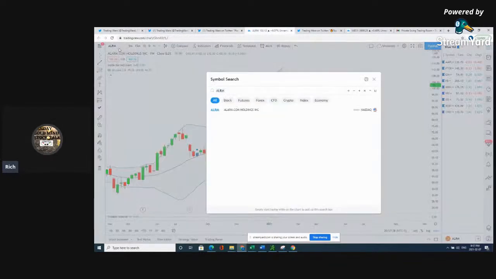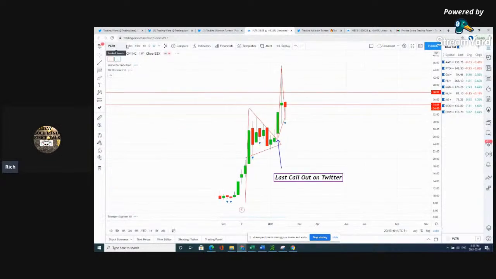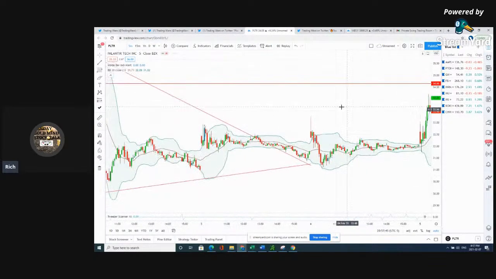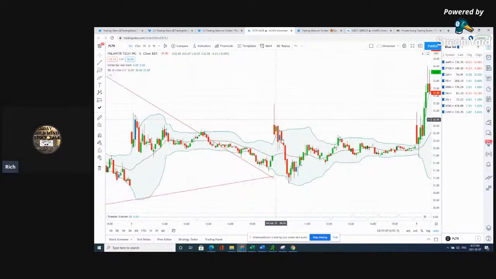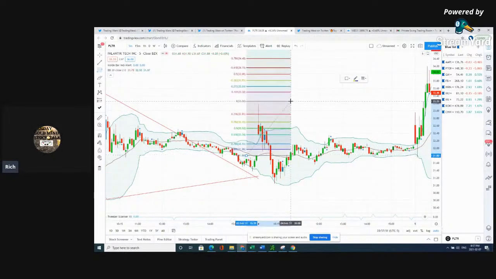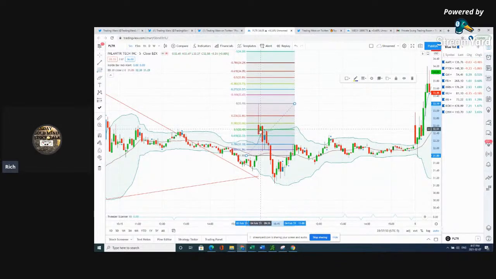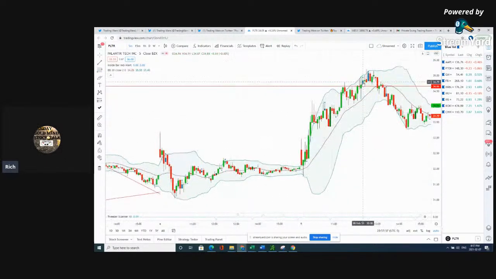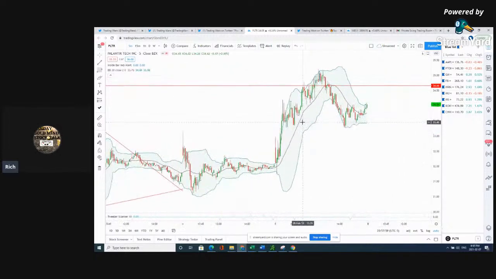So PLTR, I actually took a day trade last week and I lost. Let's talk about it. So PLTR, this was the day trade that I took here. I did the same thing that I did on DraftKings. Came in here at the 50 and I got stopped out. And then it poked out and then it just reversed. See that? So that happens sometimes, right?